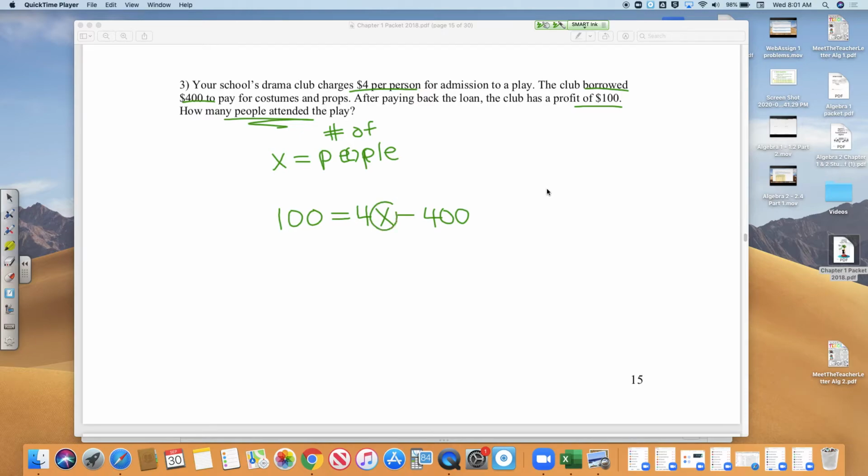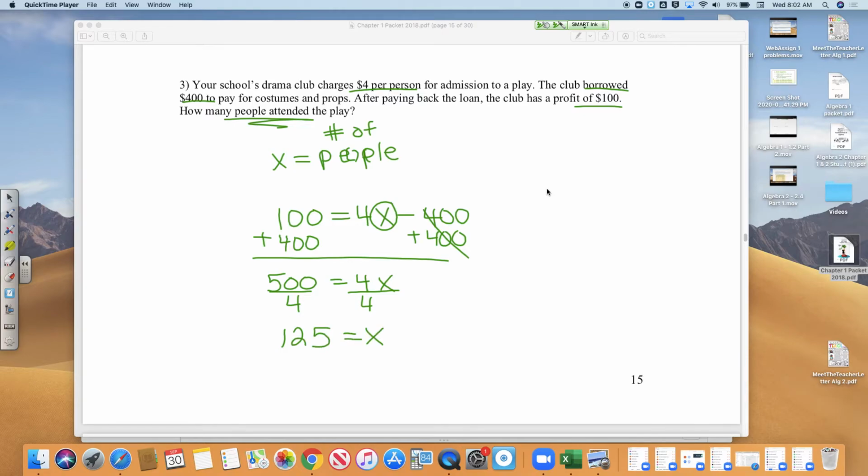So here's the X I'm solving for. First thing I'm going to do is add 400 to both sides. 100 plus 400 is 500. So I have 500 equals 4x. I'm going to cancel out multiplication by dividing, and 500 divided by 4 is 125. That means 125 people attended the play.